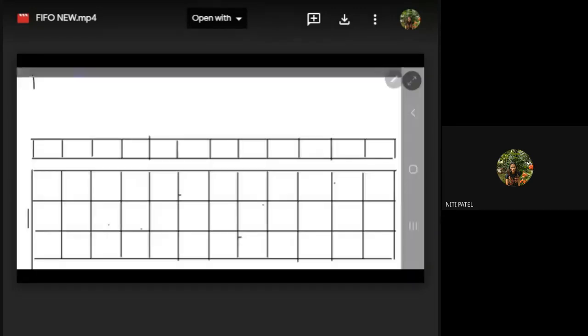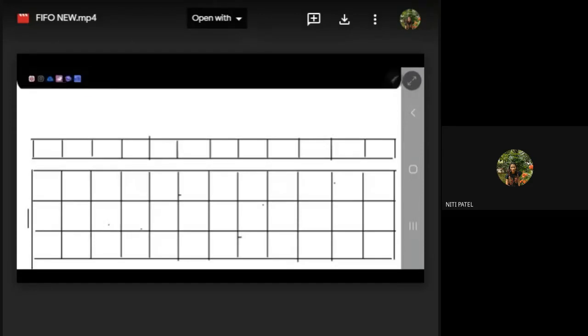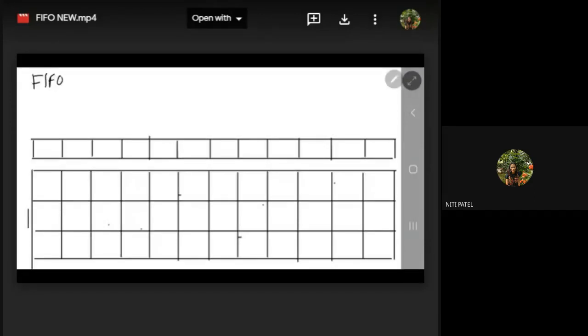The first page replacement algorithm. First in, first out. So the pages which come in first will be going out first. Now we know that your secondary memory has been divided into pages, and your main memory understands frames.